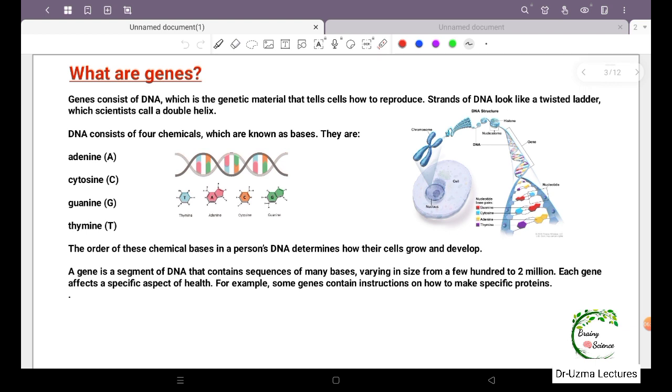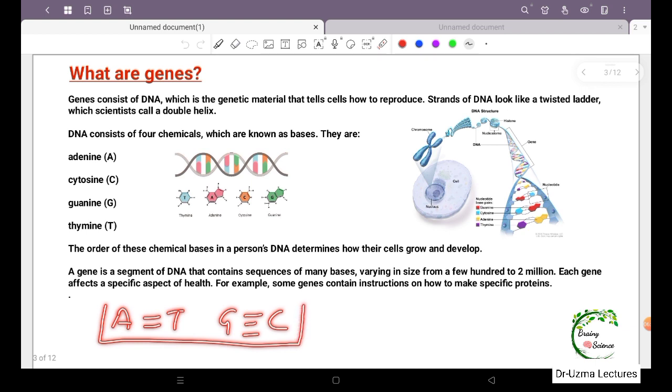Okay. So the DNA contains the four chemicals known as the bases. These are adenine, cytosine, guanine and thymine. And in this combination, you just always remember that A always pairs with T by a double bond, and G always pairs with C by a triple bond.